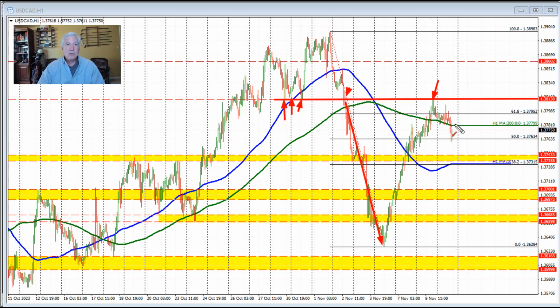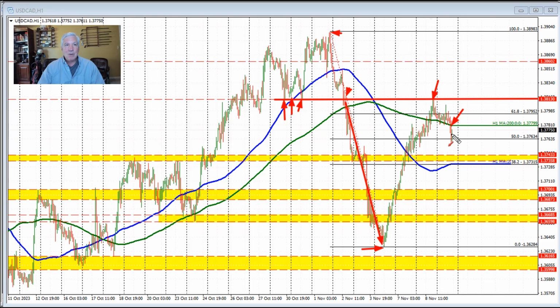And in trading here today, look at the 200-hour moving average. We came down to it, found support, came down to it, found support, multiple times. Now it has broken below it and moved down to the 50% midpoint of the move down from last week's high to this week's low. That level comes in at 1.3763.